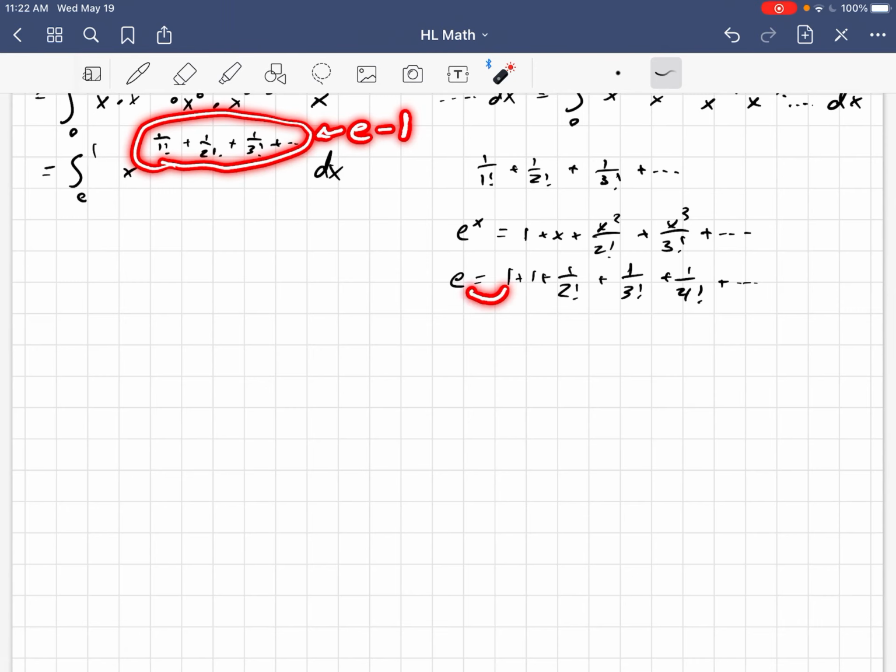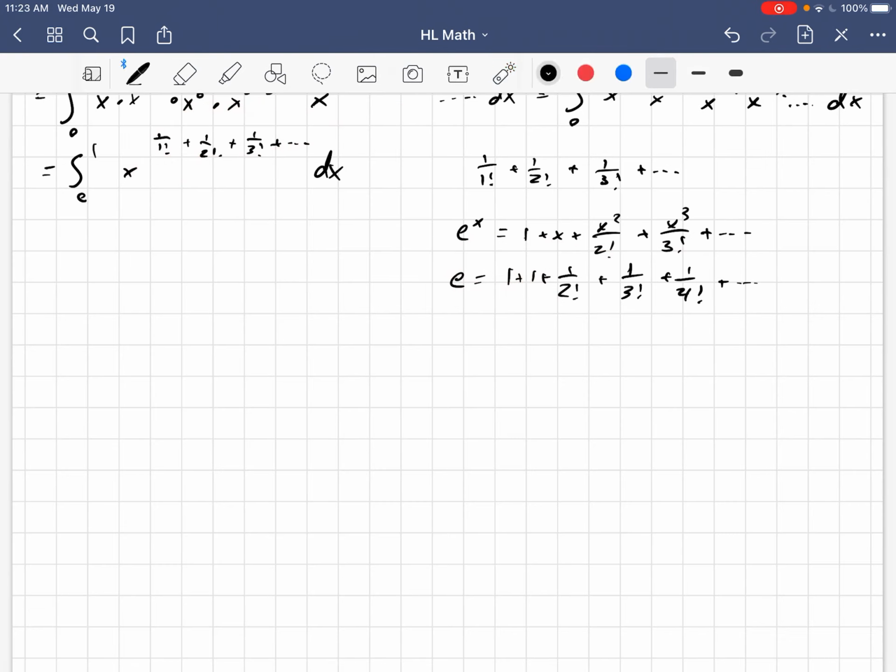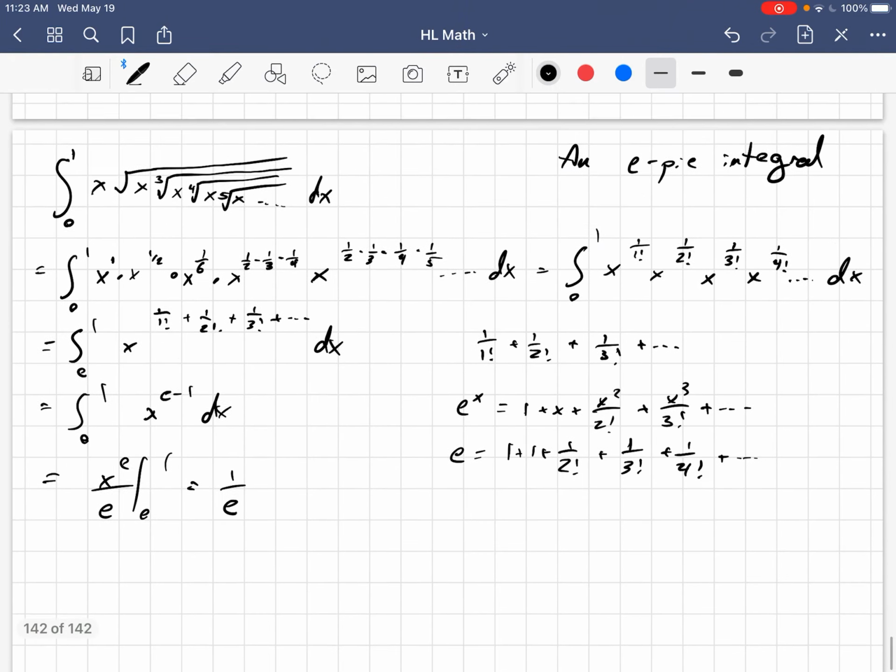Because if I bring this 1 over, I have e minus 1 equal to all of that, which is what I want. And so now this just becomes the integral from 0 to 1 of x to the e minus 1 dx. And this is really simple, right? Because now we just integrate. That's x to the e over e, evaluated from 0 to 1. And that's just 1 over e. And with that, we're done.